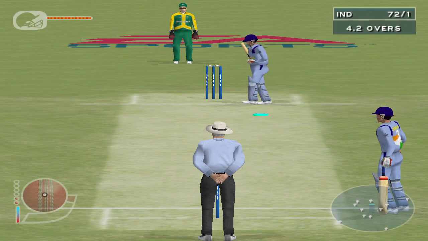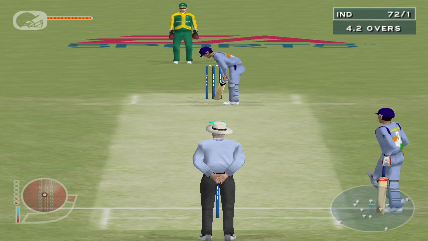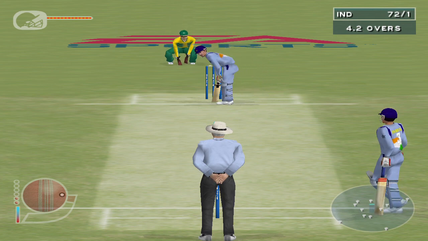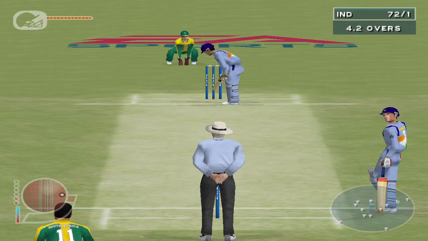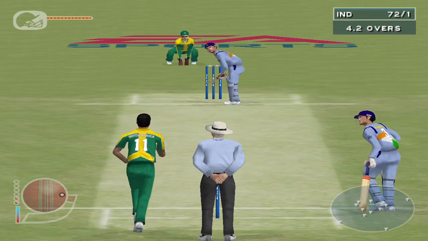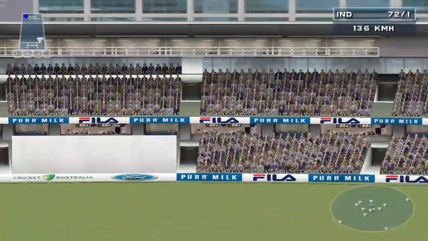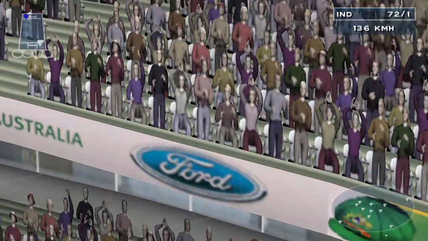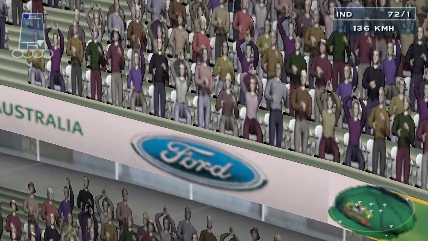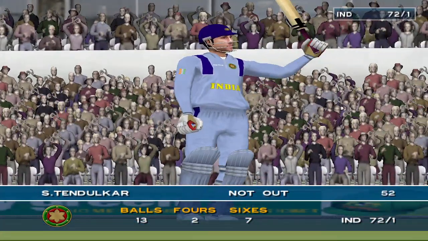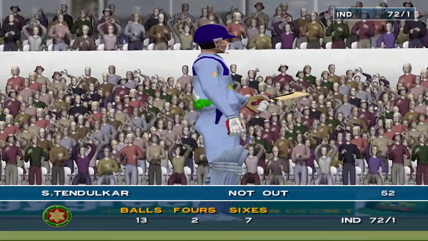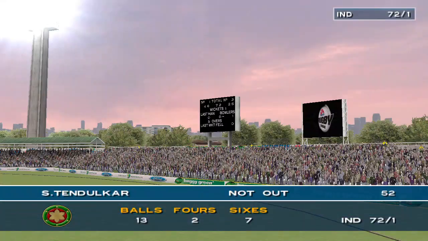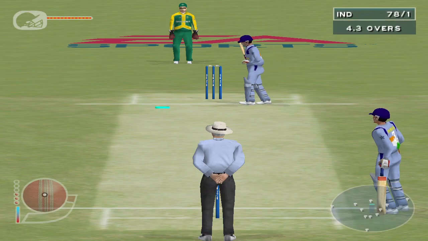Ntini to Tendulkar. That's in the stands. 6 runs. Tendulkar has reached his 50 from 14 balls. He smashed that a long way. Great to watch for the neutral, but the bowler won't be too happy. Tendulkar waiting at the striker's end.